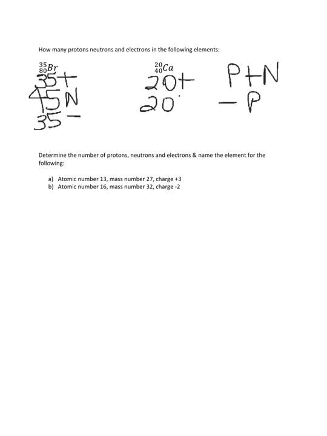So calcium has 20 protons, 20 neutrons. Since it is a neutral element and not a charged ion, it must also have the same number of electrons. So 20 protons, 20 neutrons, 20 electrons.